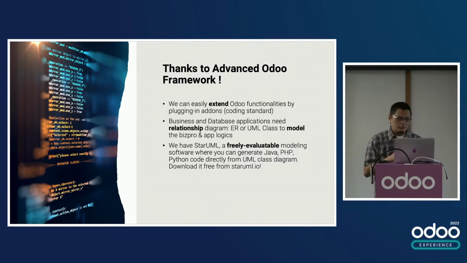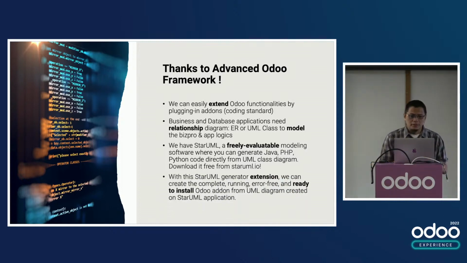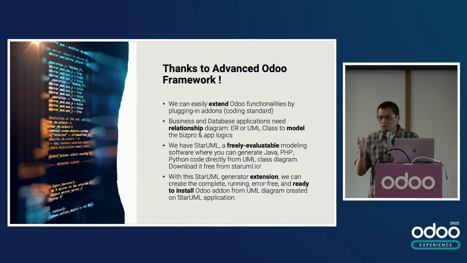application. One of them is StarUML. It is a free evaluatable modeling software, and it can generate coding directly from the diagram. Like, for example, Java, PHP, Python code, and so on. And now, in my company, we develop a new extension on top of StarUML to generate our Odoo add-ons directly from our diagram. So that is the main idea.